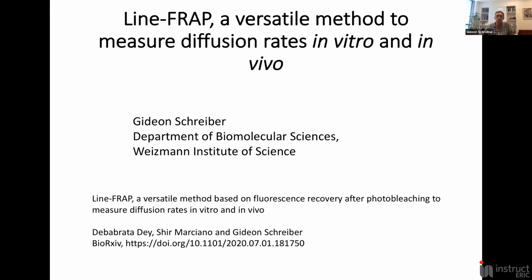So we were wondering how can we best measure diffusion inside the cell, which is an ongoing problem. There are many different methods to do this, and each method has its advantages and disadvantages. We came up with a method called Line-FRAP, which is basically FRAP, but I will show you the differences and how to analyze them. And I think we got interesting results that we want to share with you.